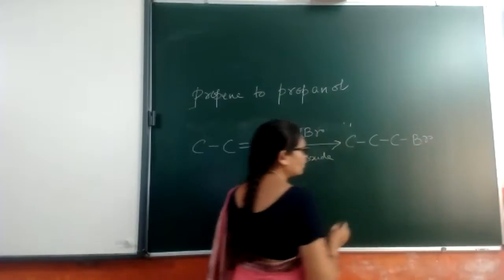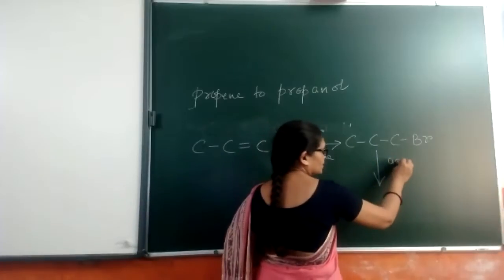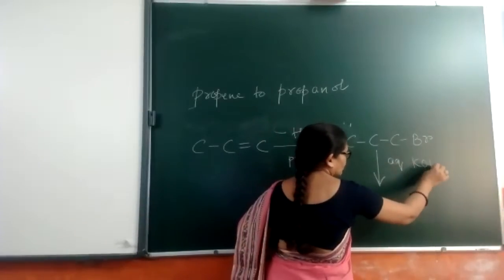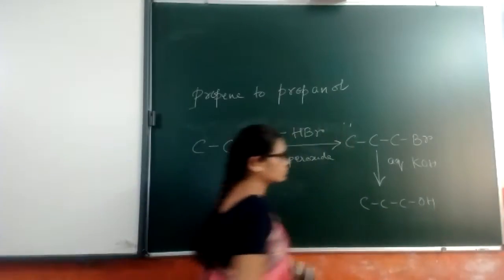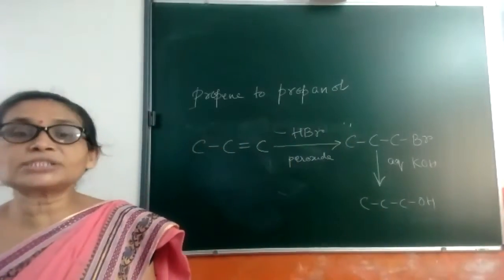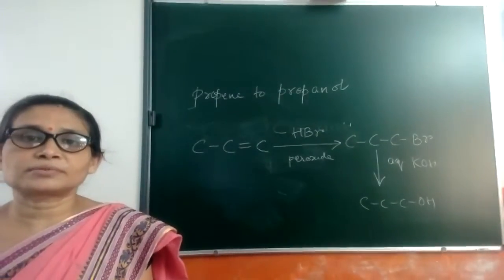Now you will continue it. Now you will add aqueous KOH, not NaOH. You will get propan-1-ol. In this way, you will write the conversion. Don't break the steps.